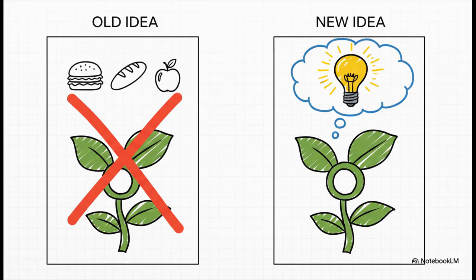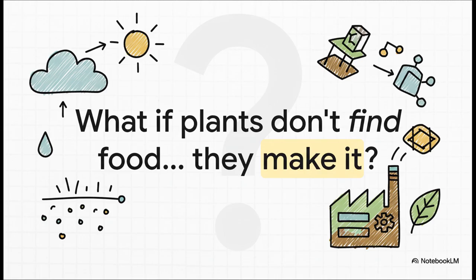So maybe we've been looking for the wrong thing. Maybe the plant isn't finding food at all. What if a plant doesn't find its food? What if it makes it? What if plants aren't like us searching for food? What if they're actually little factories, taking simple raw materials from their environment and building their own food from scratch?